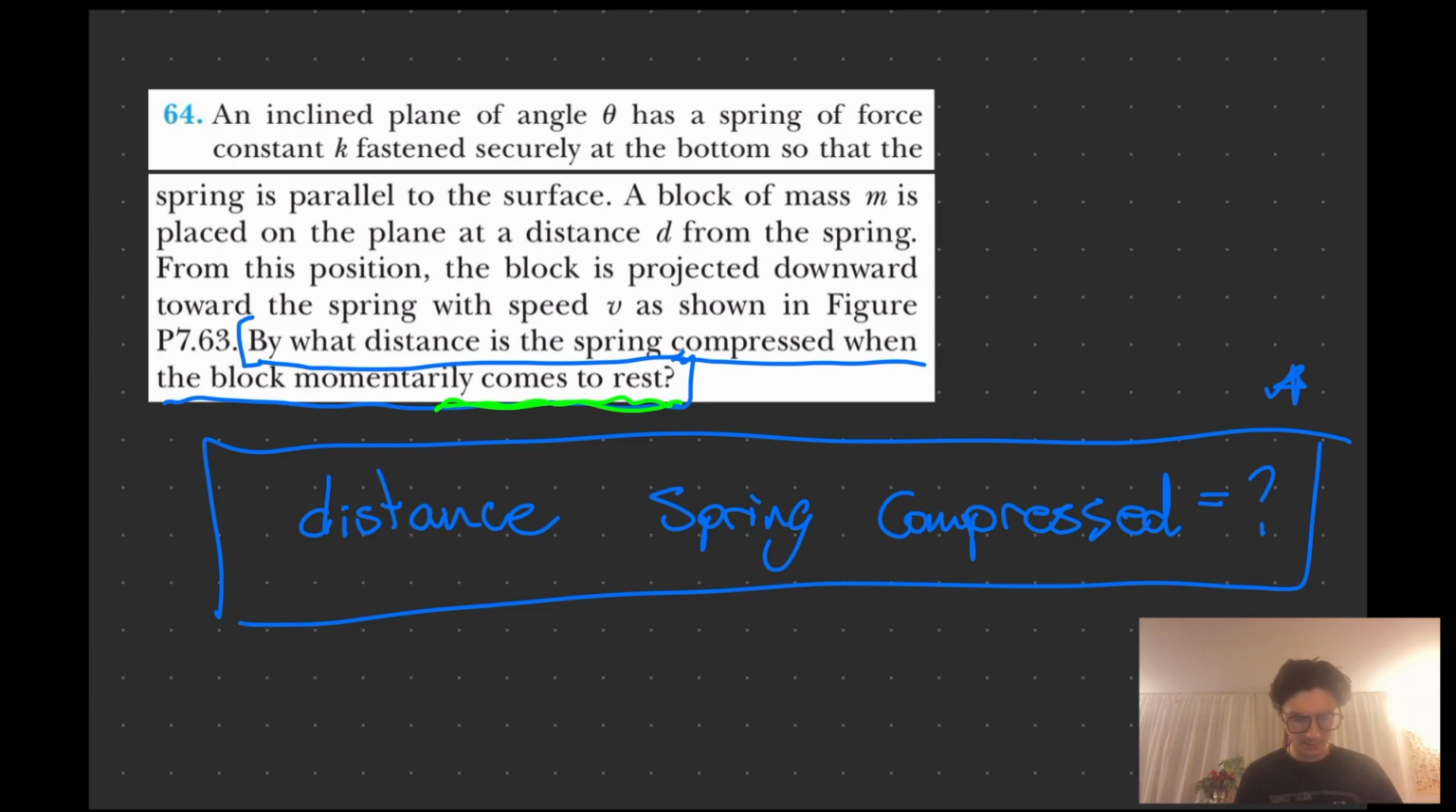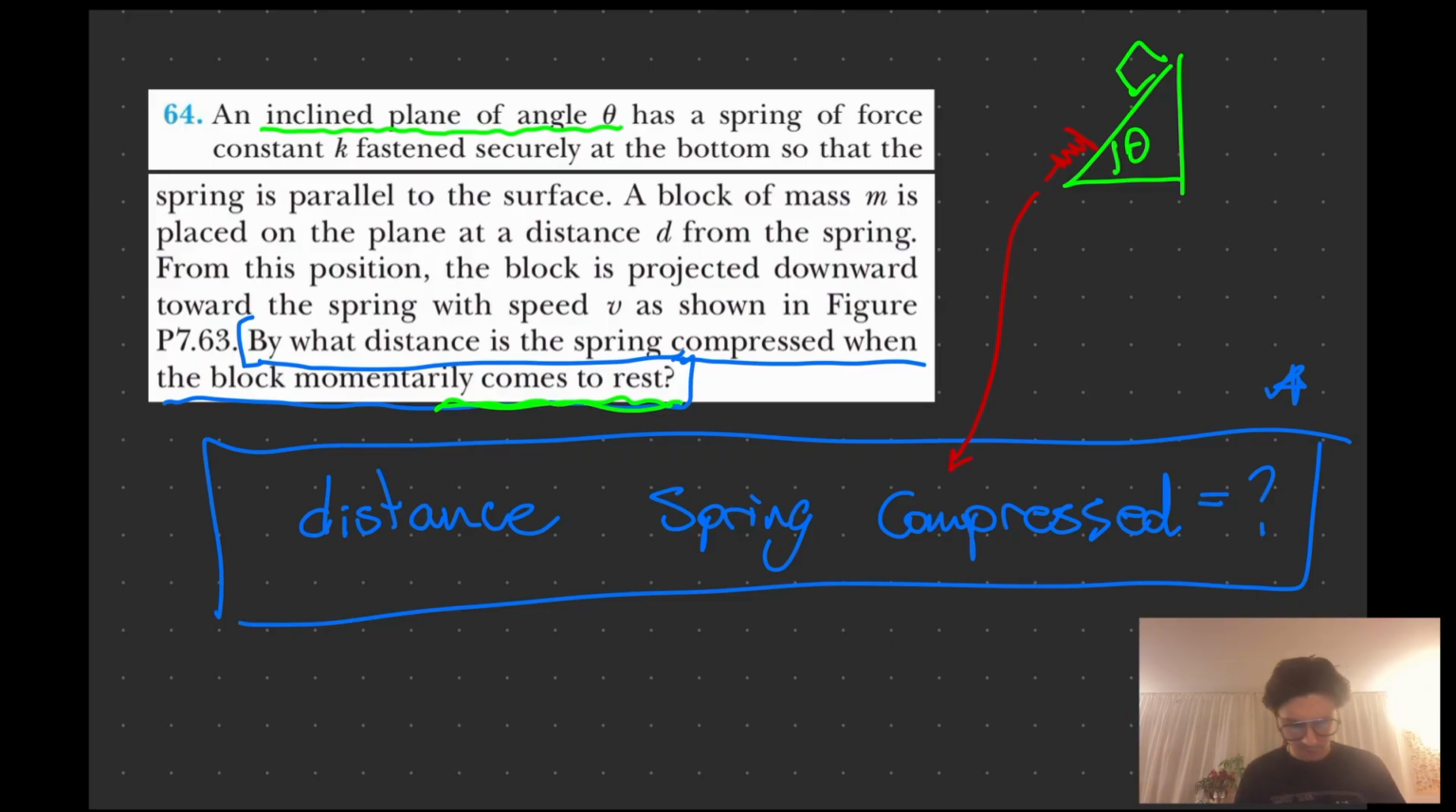Let's see what's given in the problem. So this is an inclined plane of angle theta. Automatically, I'm thinking of something like this with a block on it. This is the angle theta. Has a spring of force constant K fastened securely at the bottom. So we have a spring, right? It looks like this. And that is probably the spring that they're talking about in the problem.